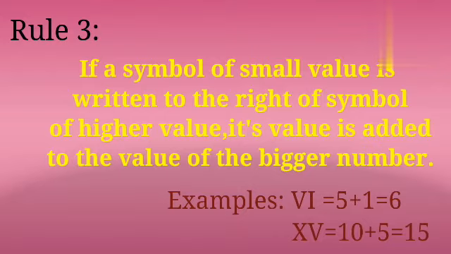In the second example, symbol V is written to the right of X. Therefore, according to rule number 3, add these two numbers, 10 plus 5, we get 15. That means we write number 15 as XV in Roman numerals.